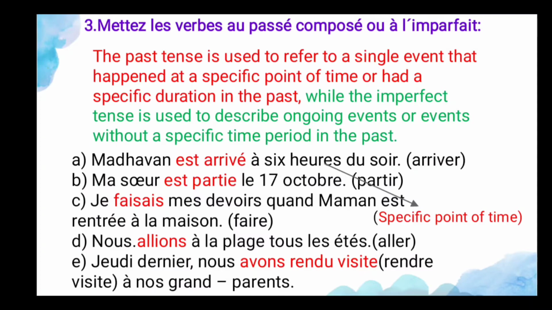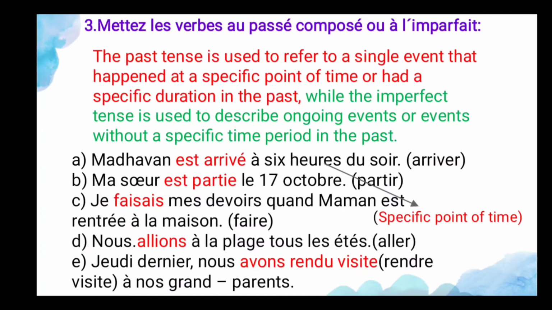And third one, je dash mes devoirs quand maman est rentrée à la maison. Here the action is an ongoing event, right? For this purpose you have to use the imperfect tense. So: je faisais mes devoirs quand maman est rentrée à la maison. Here the verb is faire, which means to do. So I was doing my homework when my mom came back to the house. Here the action involves two things, so for this purpose you have to use the imperfect tense.